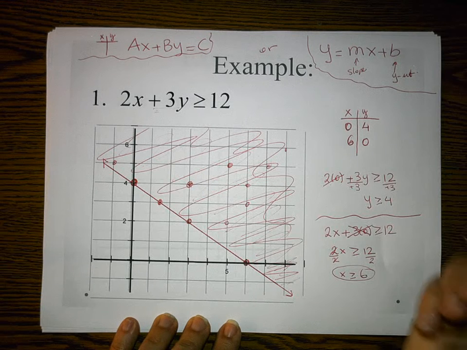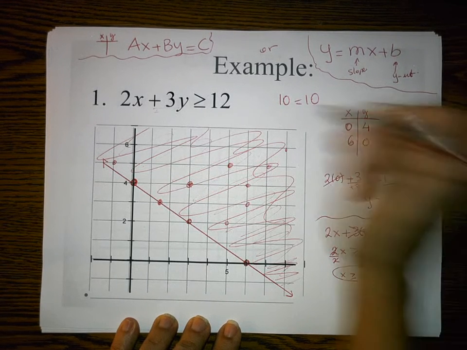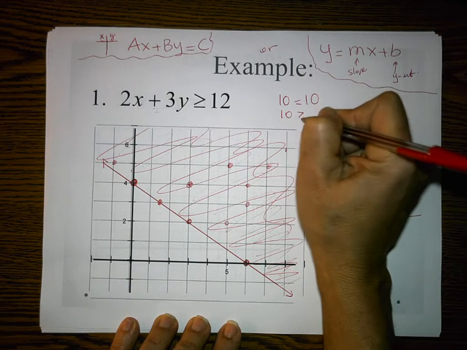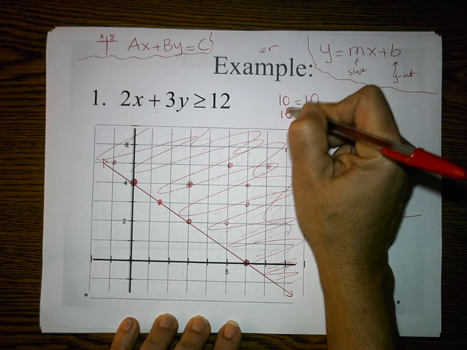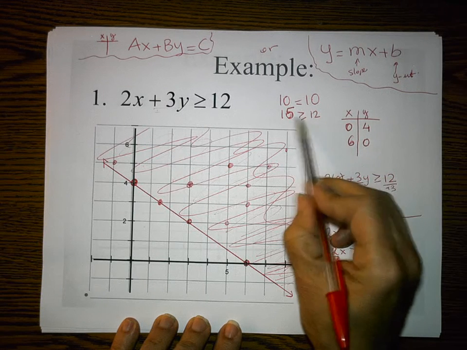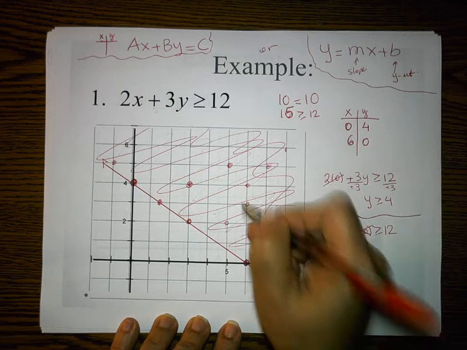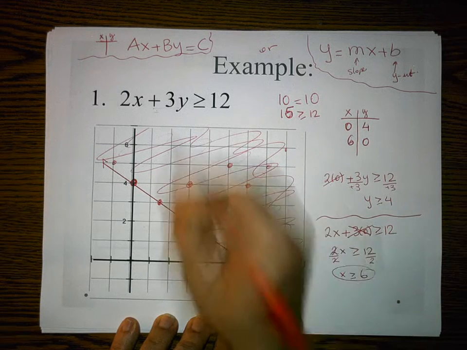True statements are something like 10 equals 10. Okay, that's a true statement. Or, let's do 15. 15 is greater or equal to 12. It's not equal, but it is greater. So it will give you true statements. If you pick any point in here, it will give you a true statement.